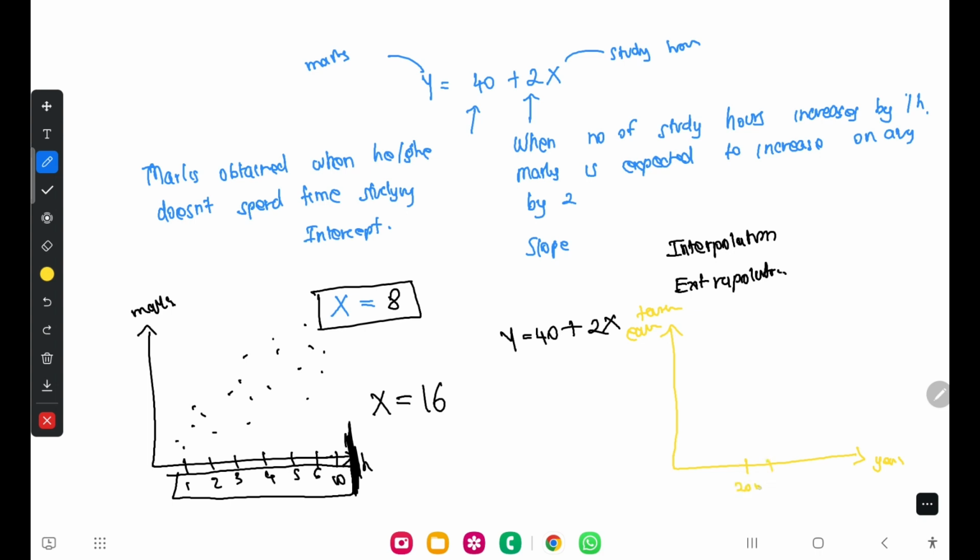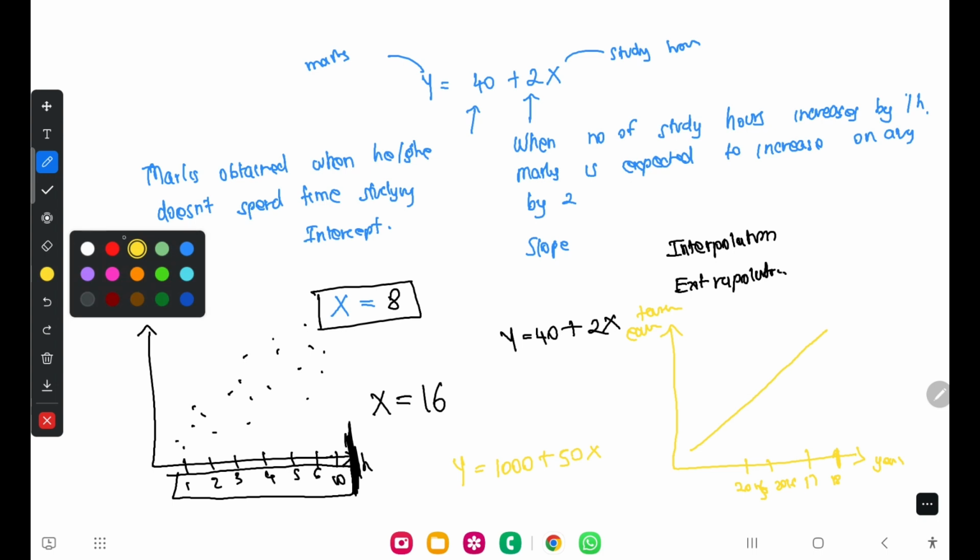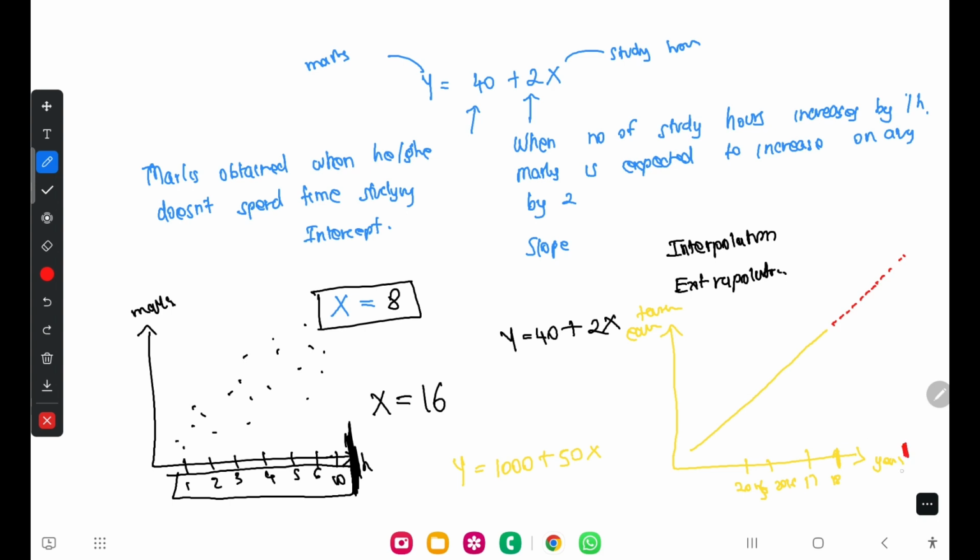Now this is 2015, 16, 17, 18, like that. So now we have constructed an equation. Let's say this is our equation for tourism earnings, 1000 plus 50x, based on data which we have up to 2018. So our graph would look something like this. Now if we had done extrapolation, we would have expected this to show an upward trend over here. So if we had found what the tourism earnings will be in 2025, it will show an increased amount like this.